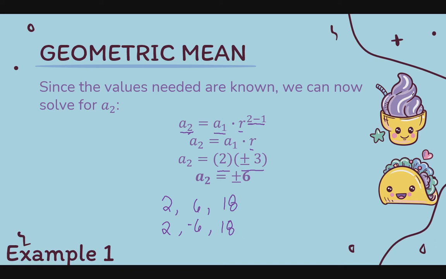Okay, kasi pwedeng positive r, ito kapag r is equal to positive 3. Ito naman ang magiging itsura kapag ang r ay equal sa negative 3. Okay, or just simply 2 plus or minus 6, 18. Ito ang ating sequence kapag r is equal to positive or negative 3. Okay. So, generally, ito yung gusto kong makuhang sagot kapag may quizzes tayo. Okay, next.